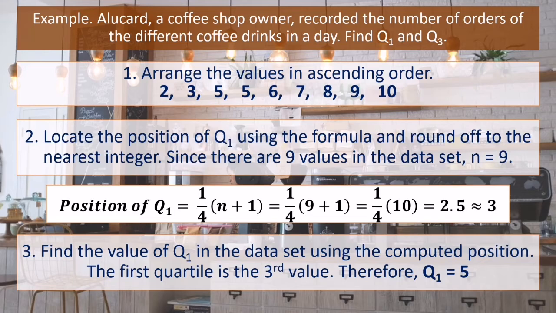Therefore, our first quartile is the third value in the ordered set of values. Find the value of the first quartile in the data set using this computed position. Going back to the ordered set, we have the third value, which is 5. Therefore, the first quartile is equal to 5.